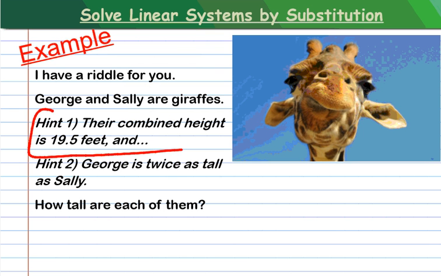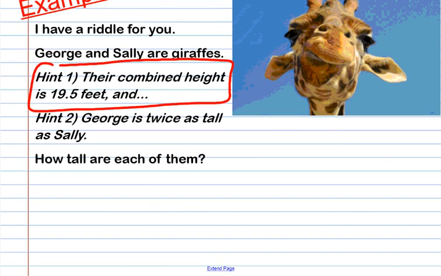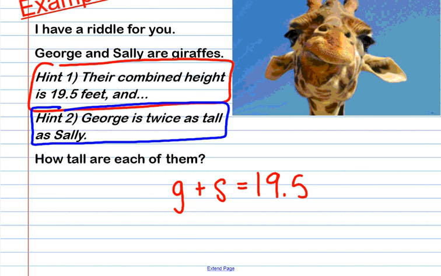So I'm going to write an equation for hint 1. Their combined height is 19.5 feet. So that means if I took George's height plus Sally's height, it would be 19.5. That's what we mean by combined. The second hint is that George is twice as tall as Sally. George is 2 times as tall as Sally. So George is equal to 2s.